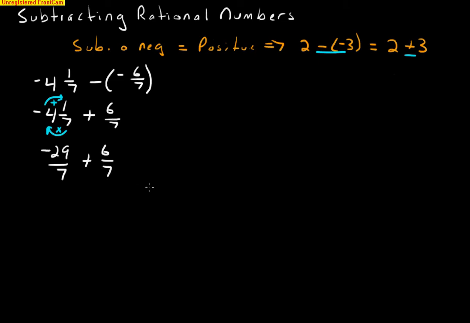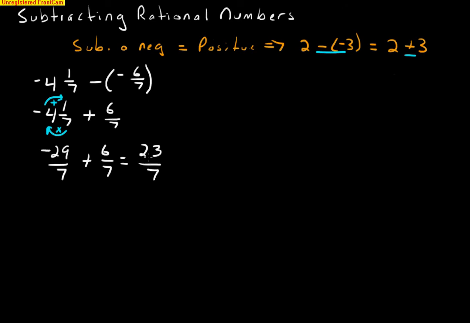Okay, now we're where we can actually work with that. And the first thing we have to look at is, are the denominators the same? And in this case, they're both 7, so yep, we're good there. So we can go ahead and add the top. Now remember, one's negative, one's positive, so yeah, you guessed it, we subtract those. So 29 minus 6, 23/7. Remember, if you're adding and subtracting, keep the same denominator.